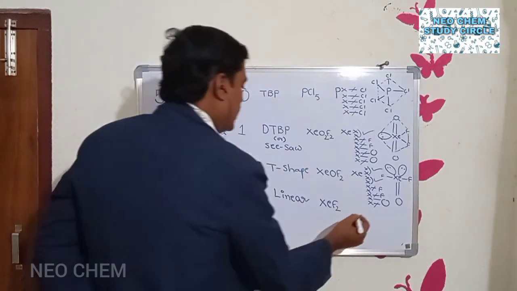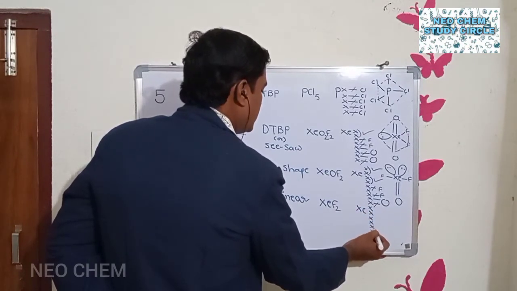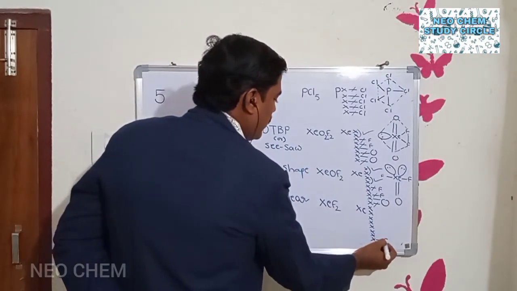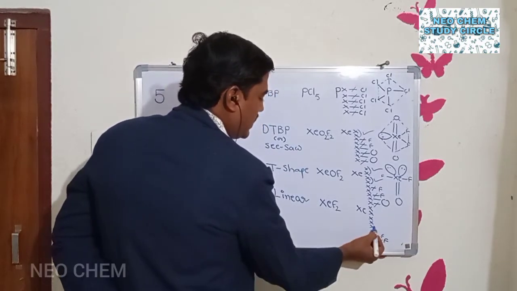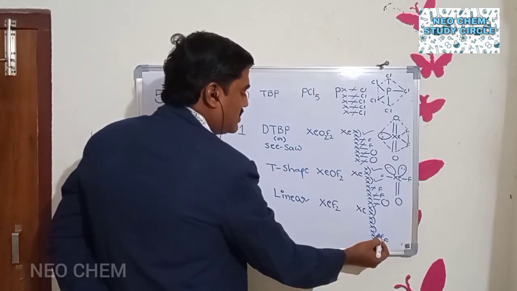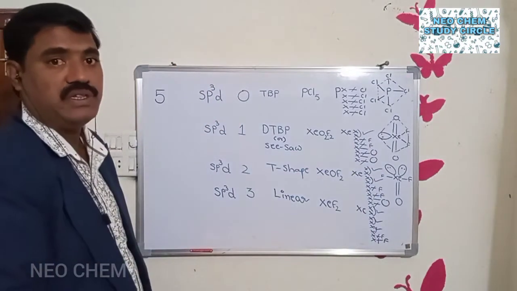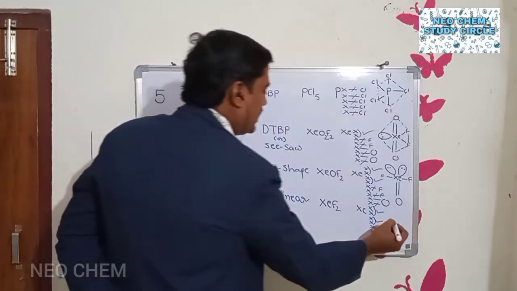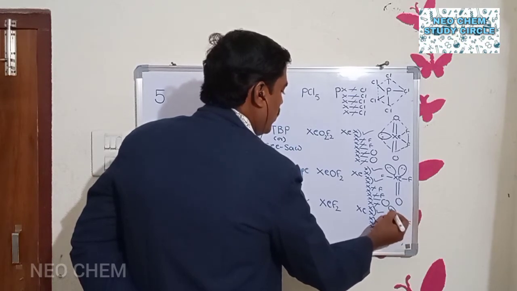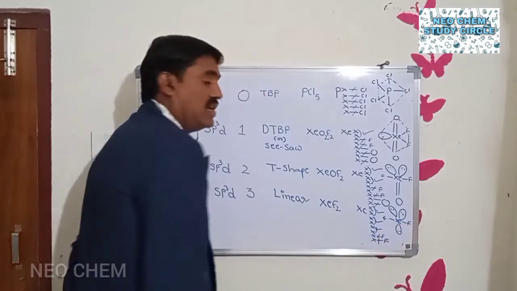Xenon difluoride, like this. Xenon has 8 electrons. There are 2 fluoro groups, so first fluorine, second fluorine. Next, first lone pair, second lone pair, third lone pair. So first sigma bond, second sigma bond, third, fourth, fifth. So the hybridization is sp3d with 3 lone pairs like this. Xenon, first fluoro group, second fluoro group, 3 lone pairs. This is the geometry of xenon difluoride.